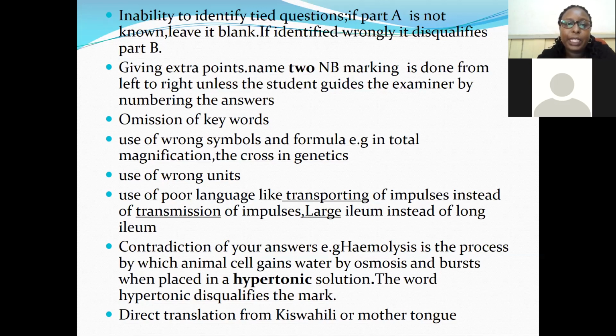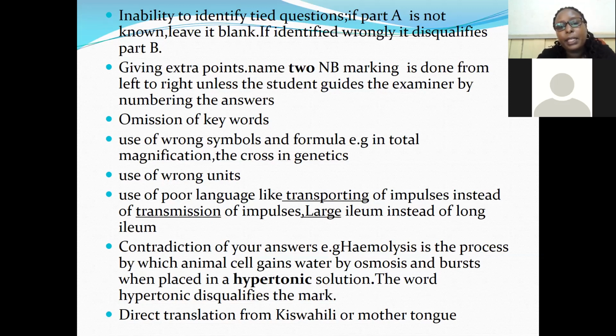because if you identify it wrongly, it is going to cost you the scoring of part B or even part C. It is advisable to leave it blank. If part A is going to be identified wrongly, again, it also disqualifies part B, so you don't score for part B. And such examples of questions, we call them tied questions.